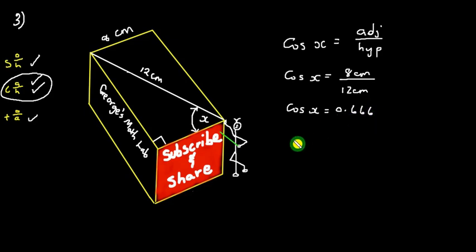Cos x is equal, when 8 cm is divided by 12, to 0.666. And at this point, again, we multiply both sides by cos inverse in order to get rid of cos. So x is equal to cos inverse of 0.666. And the result is 48.2 degrees. Very easy.